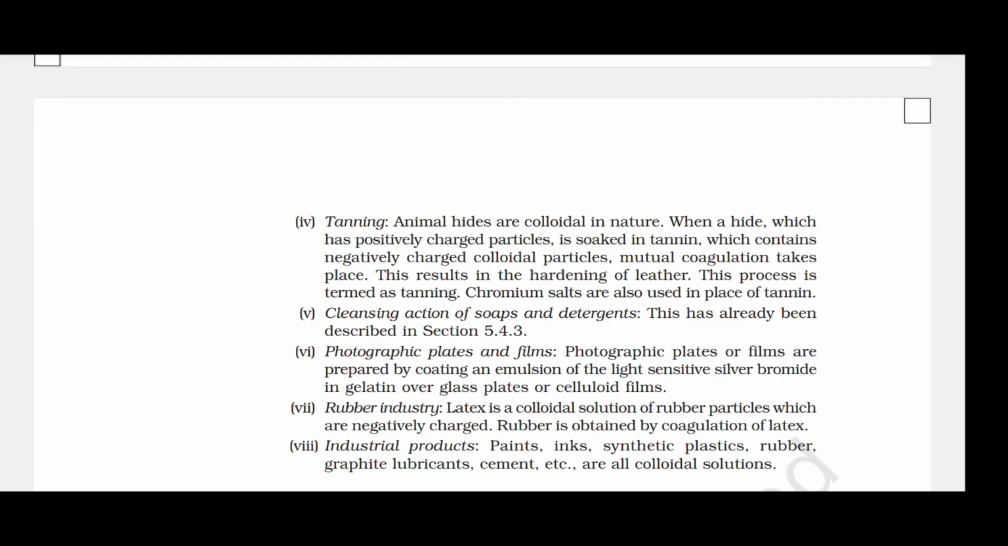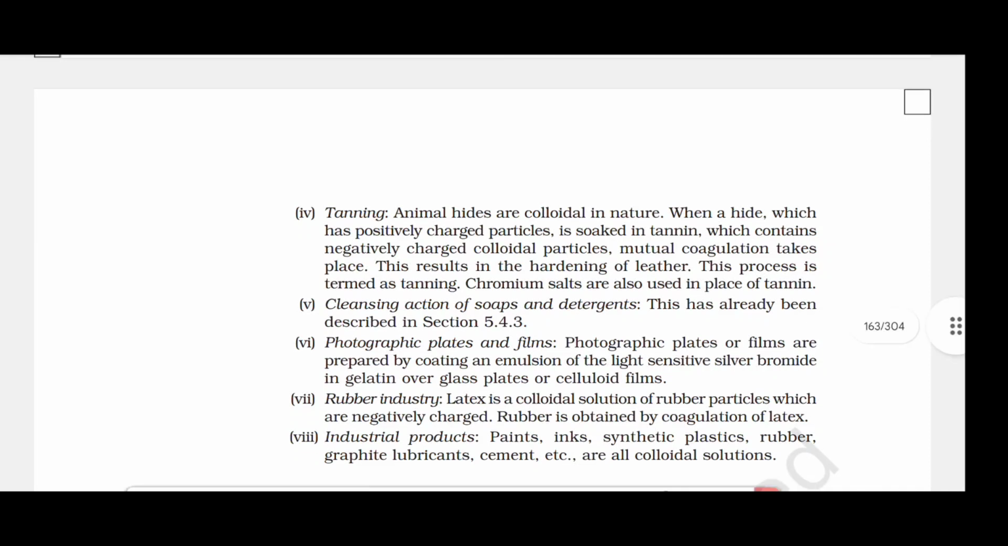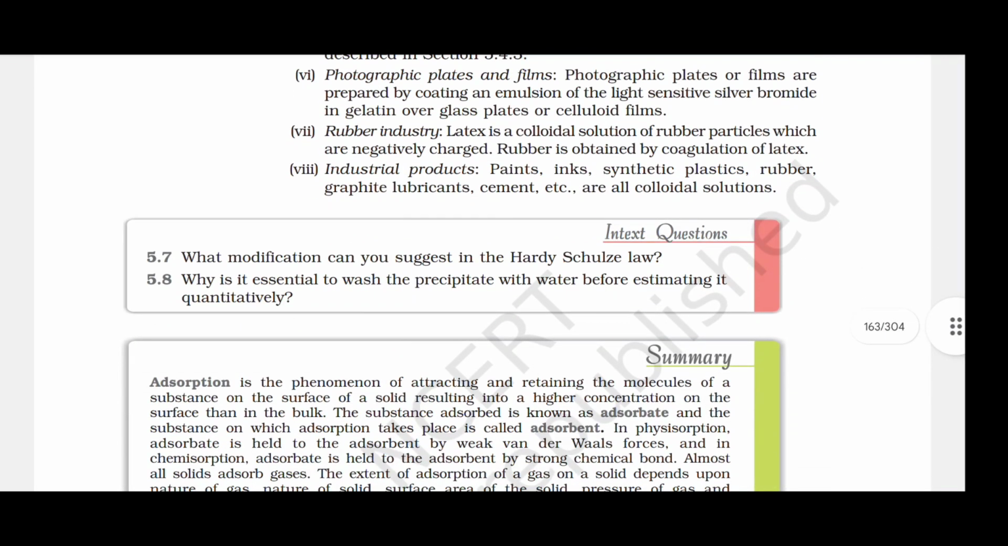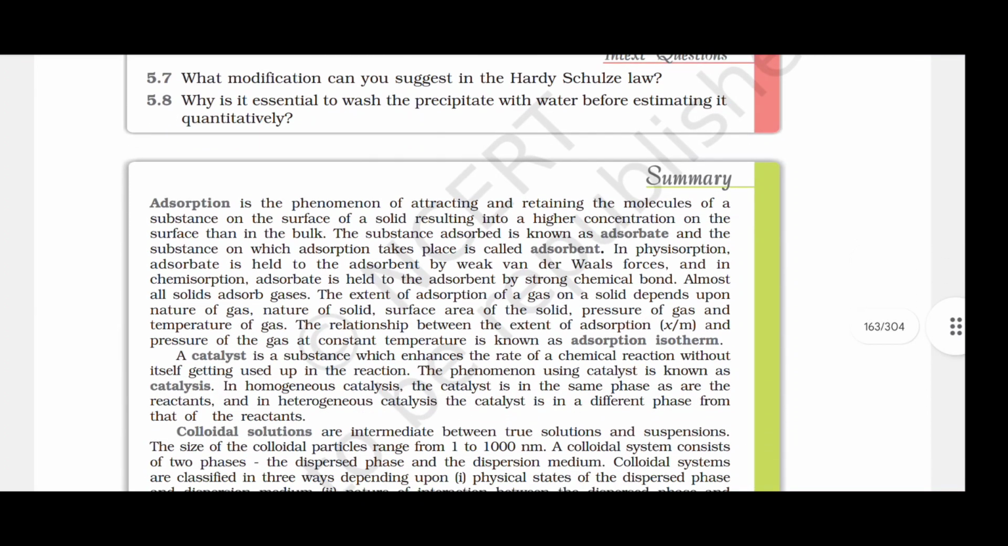Sixth, photographic plates and films. Photographic plates or films are prepared by coating an emulsion of light sensitive silver bromide in gelatin over glass plates or celluloid films. Seventh, rubber industry. Latex is a colloidal solution of rubber particles which are negatively charged. Rubber is obtained by coagulation of latex. Eighth, industrial products: paints, inks, synthetic plastics, rubber, graphite, lubricants, cements, etc. are colloidal solutions.